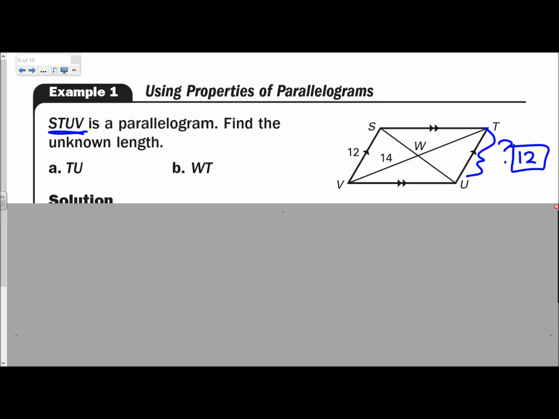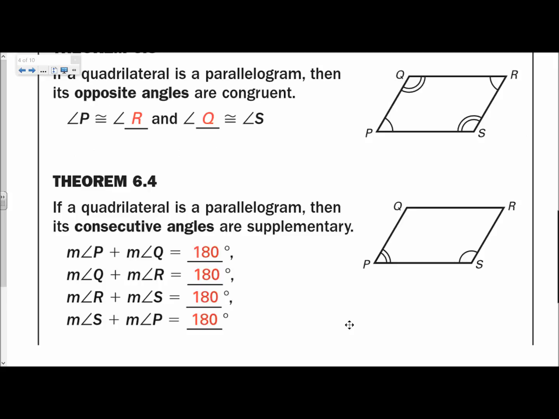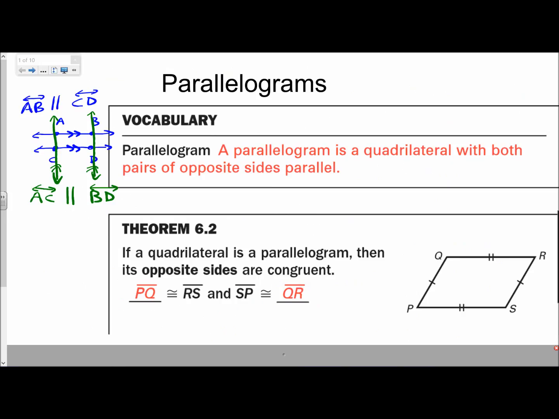How do you know they're congruent? What theorem are you referring to? Theorem 6.5, 6.10, 6.3, which theorem are you referring to? You're right. Can you give me specifics of what theorem you're referring to? 6.5. Very nice. Let's see. That would be bisecting each other. So I'm looking for the theorem that says opposite sides are congruent, and I think it is 6.2. Yep. So it's the first one.